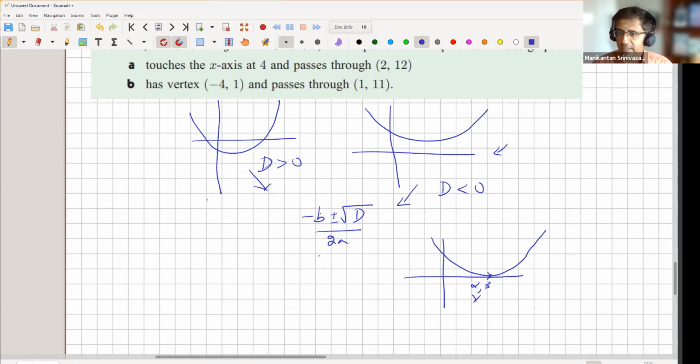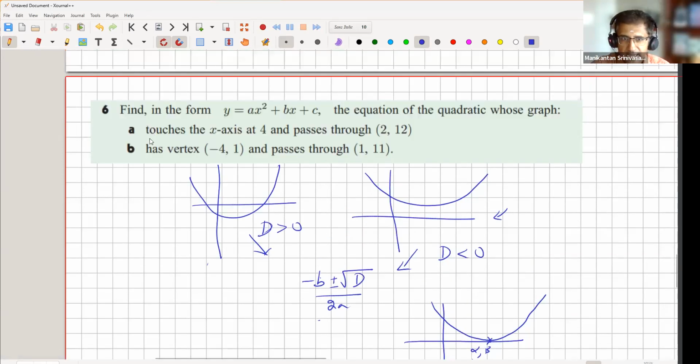So one root is when the graph touches the x-axis, right? And that happens when the discriminant is equal to 0. Is this clear, guys? Okay, so the part A for this is that sort of thing. Touches the x-axis at 4 means what? Both the roots are 4 and 4, and the vertex is also 4. Okay, give it a shot and then we'll discuss 6A.